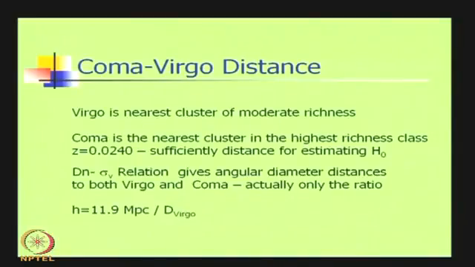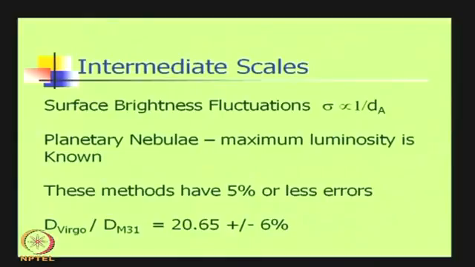Okay, I hope the difficulty is clear. So, we know that such a relation does exist, but we do not know its calibration. So, we have to calibrate the Dn-sigma relation by determining the distance to Virgo. So, how to determine the distance to Virgo? That is the basic problem. One can determine the distance to Virgo using a variety of methods.